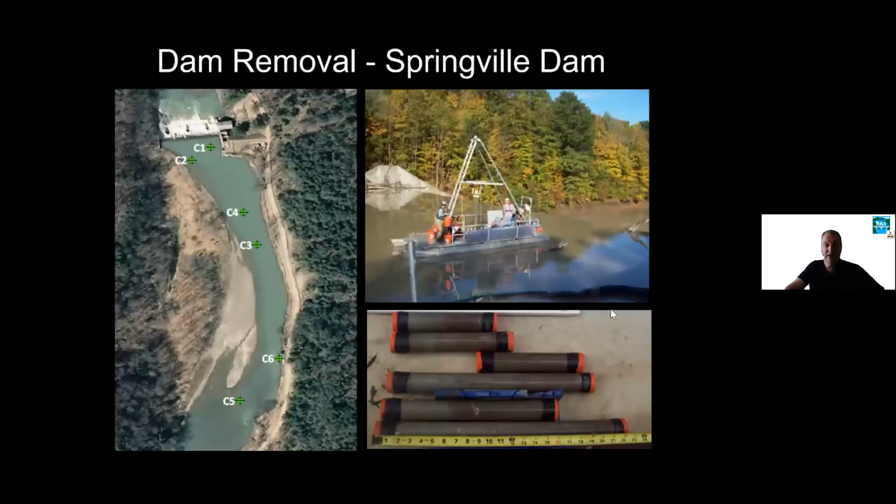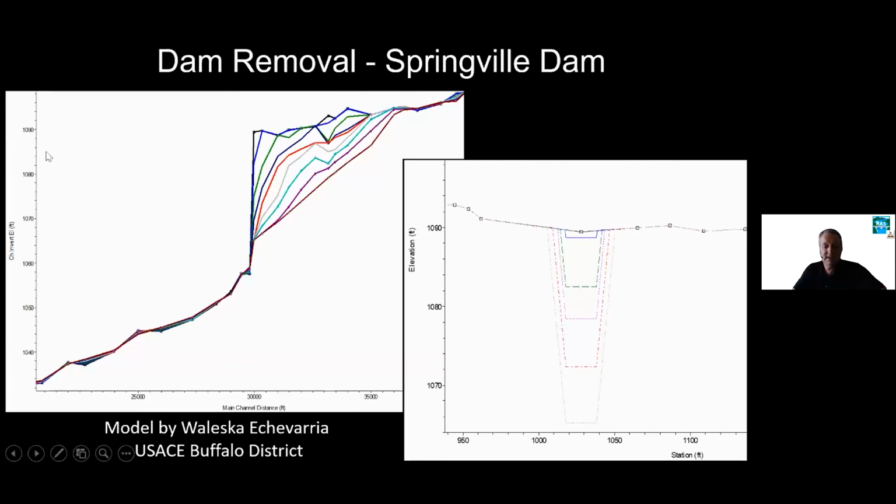The team went out and collected cores of the material in the reservoir because, again, the upstream flux isn't going to matter much. What matters is the 30 to 50 years of deposition. And so the gradation of the local material matters more. And so we got gradations of the local material, and Waleska Evacheria, who is Waleska Evacheria Doyle now, did a lot of this modeling, and I supported her as she used the dam removal model.